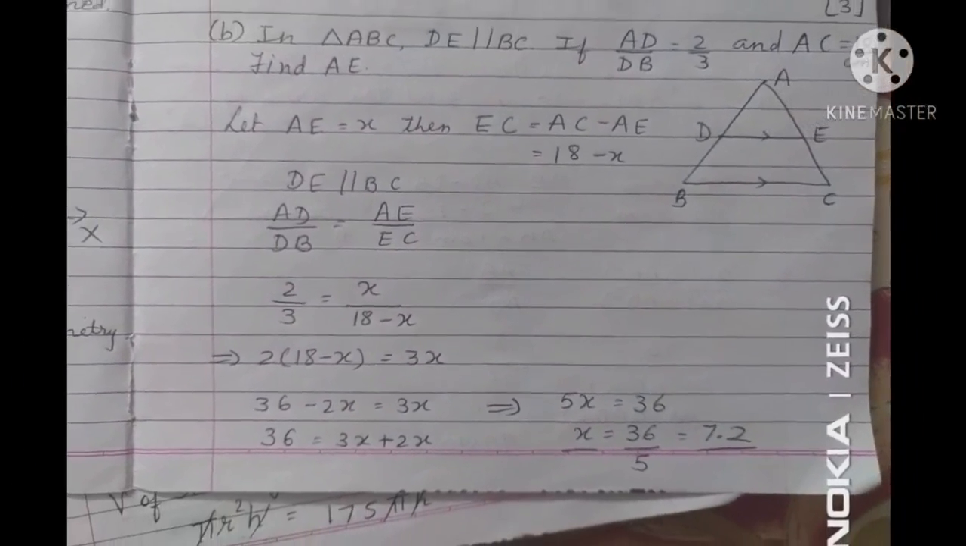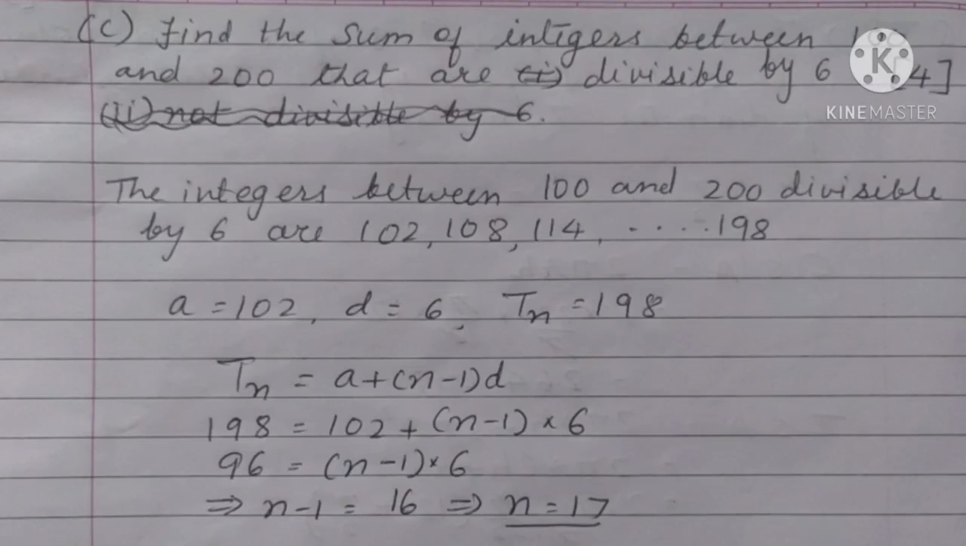So now going to the next question. Question number C. Find the sum of integers between 100 and 200 that are divisible by 6. 4 mark question. The integers between 100 and 200 divisible by 6 are 102, 108, 114 and so on up to 198. A value is 102, the difference is 6, and Tn, the last term, is 198.